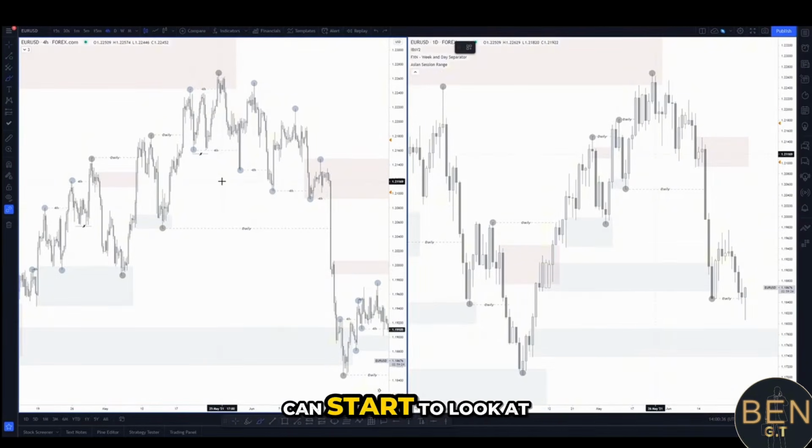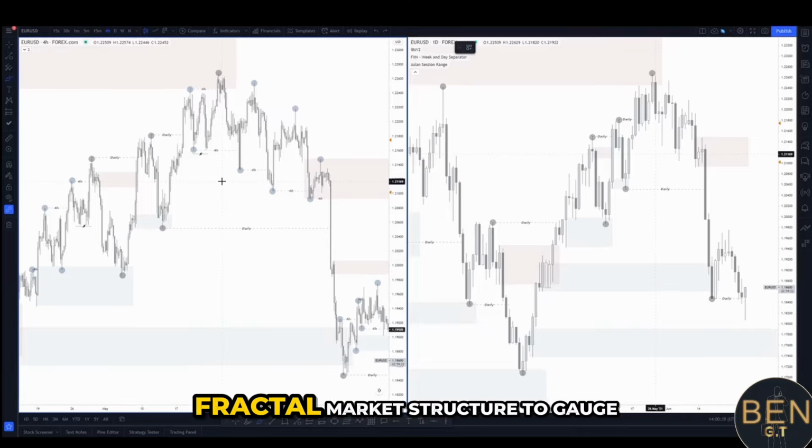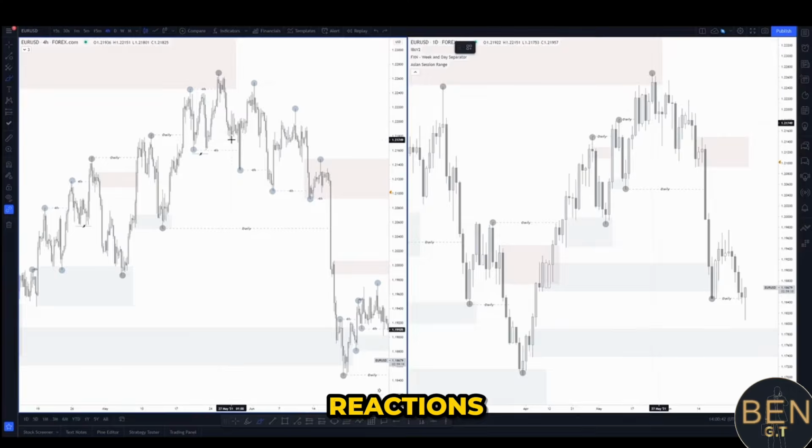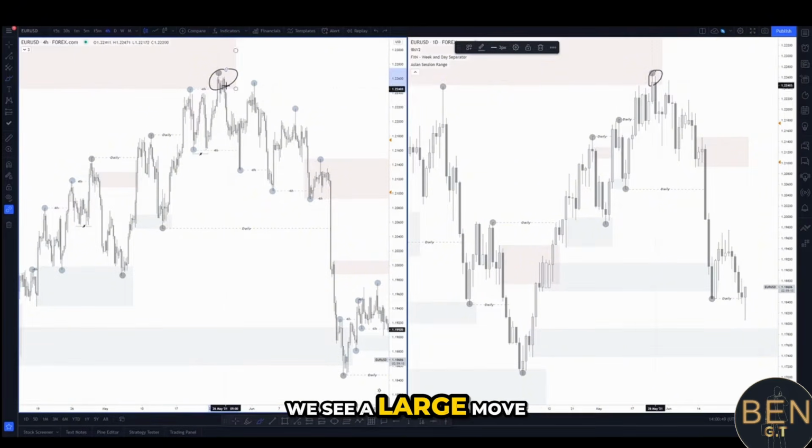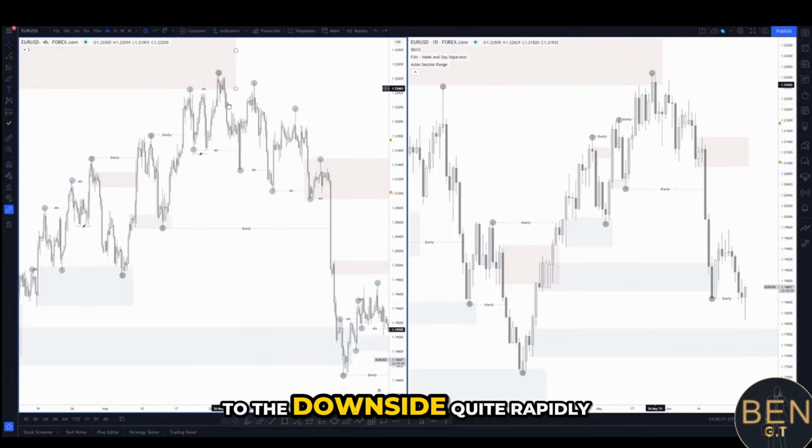And this is where we can start to look at lower time frame fractal market structure to gauge the reaction, and we can trade those reactions. So what we can see on the 4-hour chart, once we tap into the supply zone, we see a large move to the downside quite rapidly.